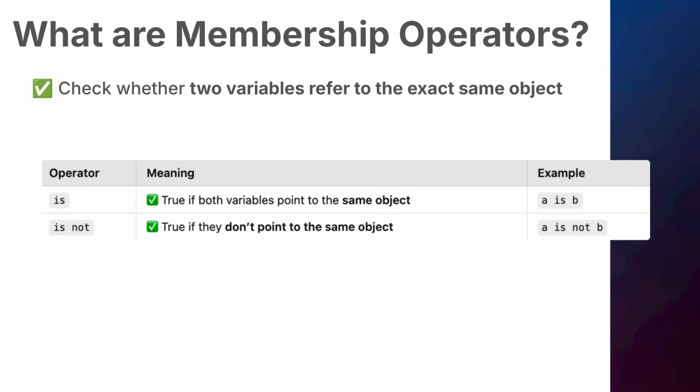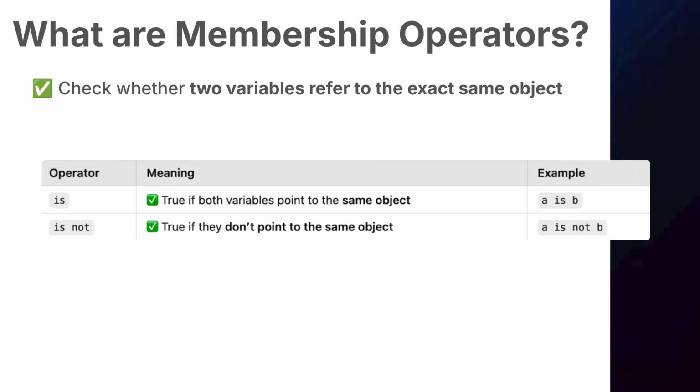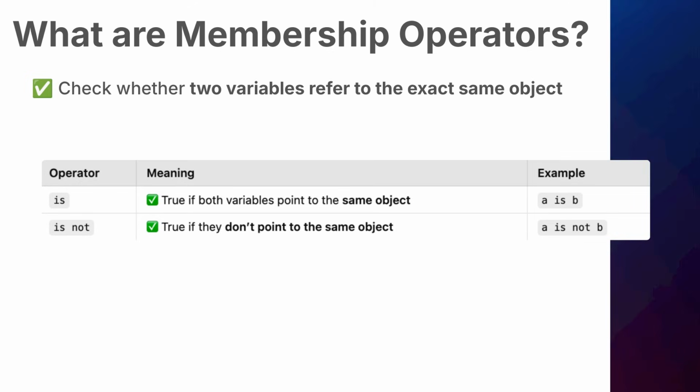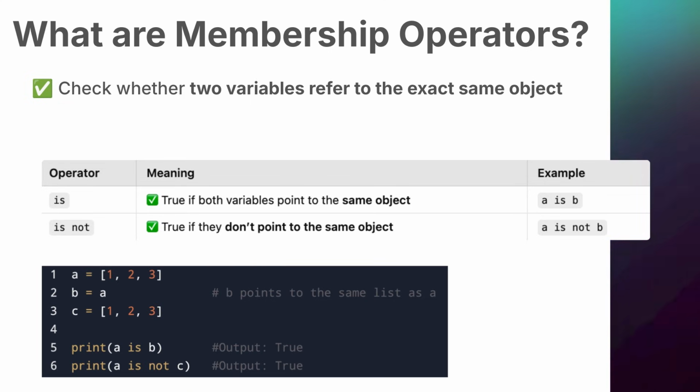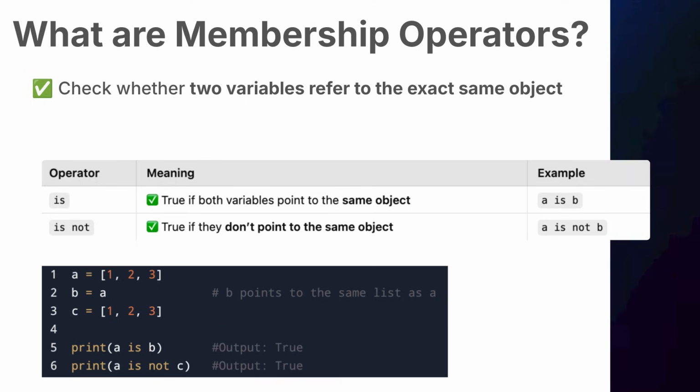The list shows the identity operators. If both variables point to the same object, it answers true. If not, it returns false. For example, using is and is not with a list. Both output true. Why? Because b equals a means b is just another name for the same list.